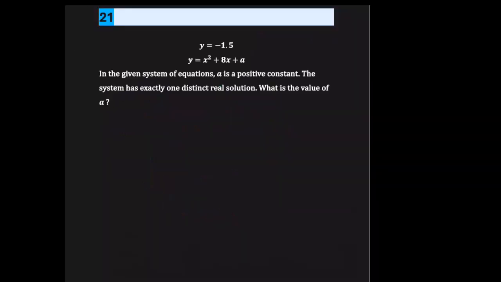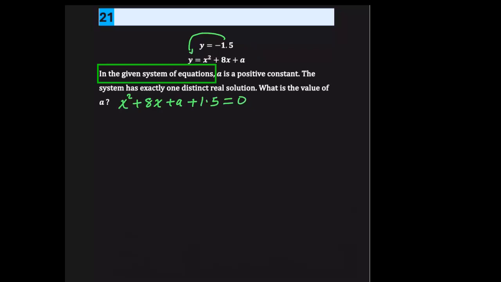We have a system of equations, simultaneous equations. The first step is to solve the system of equations. The value of y is negative 1.5. So we're going to substitute that value in for y: x squared plus 8x plus a plus 1.5 equals 0. So we have that quadratic equation.